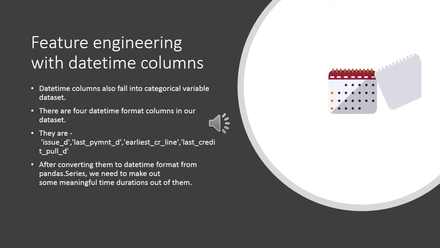Next, feature engineering with datetime columns. Datetime columns also fall into the categorical variable dataset. There are 4 datetime format columns in our dataset. They are given below. After converting them to datetime format from pandas series, we need to make out some meaningful time durations out of them.